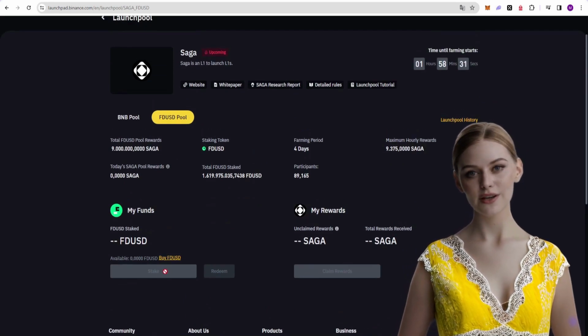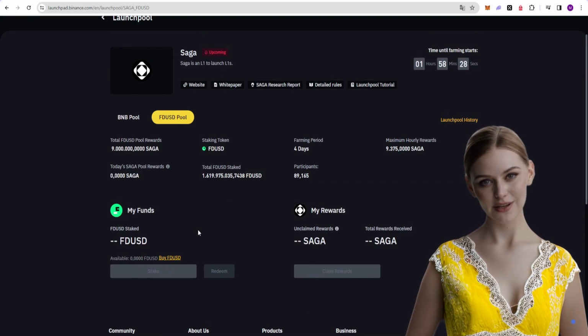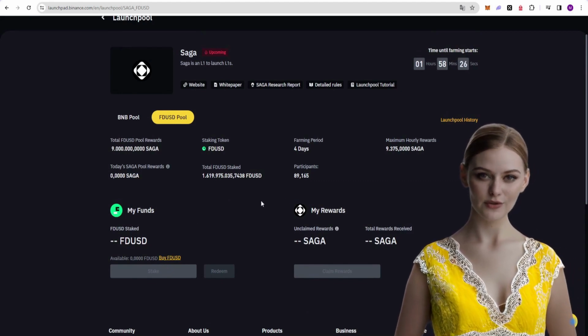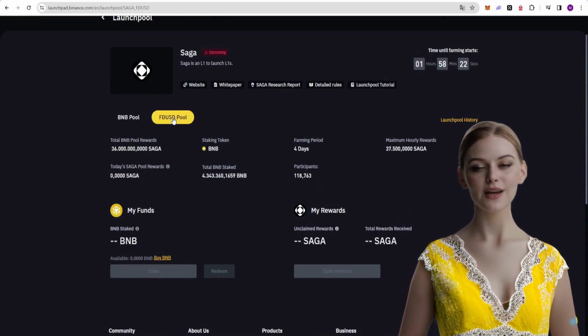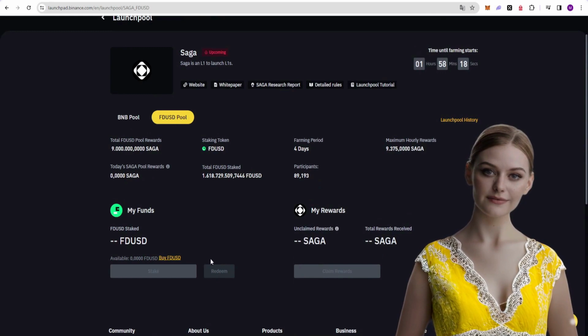Choose your pool, click the stake button, and specify the amount to participate. That's it. Of course, you need to have some BNB or FDUSD on hand to do this. If you want to withdraw your funds, you can use the redeem button.